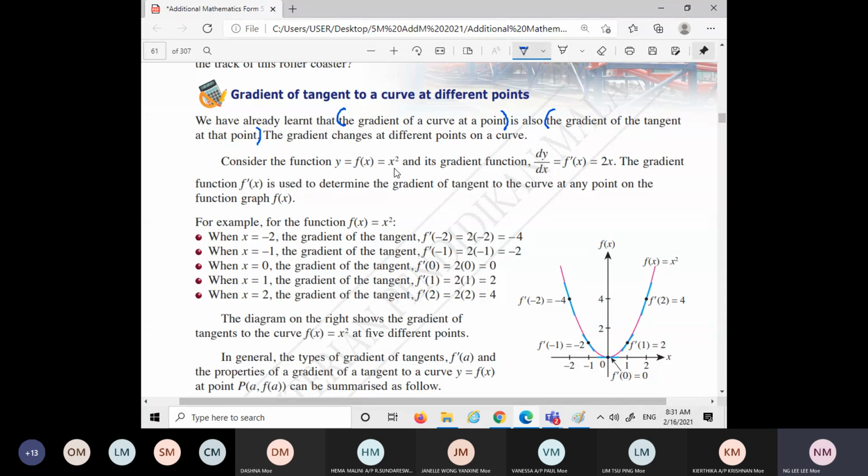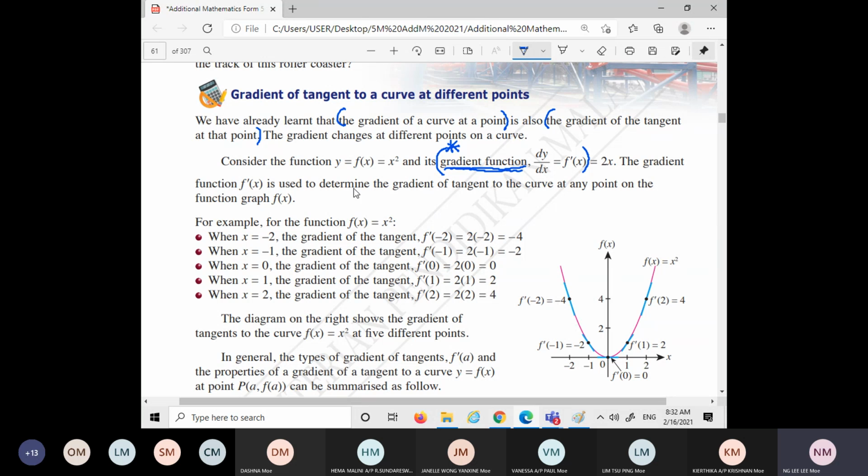Consider the function y equal to x squared, and its gradient function. This one we call the gradient function. This is very important. You should write in your notes: dy dx, we name it gradient function, because the question will often start with 'given the gradient function is blah blah blah', but then the student doesn't know what is the meaning of the gradient function. If the question gives you gradient function, it means dy dx. This is very important. You've got to write inside your notes, and put some marks on it.